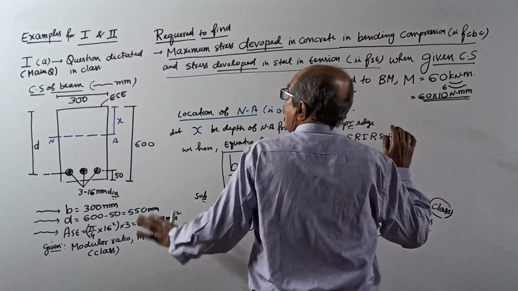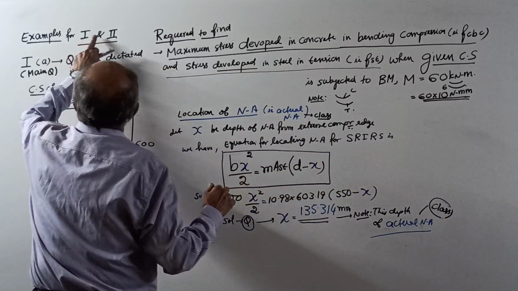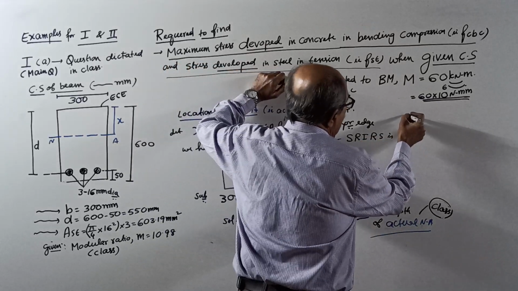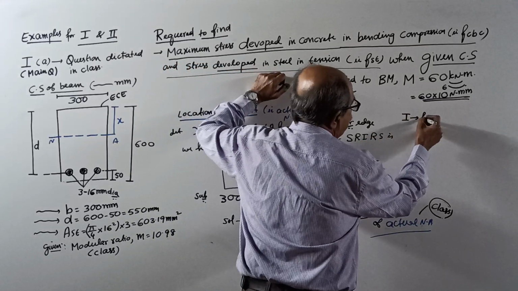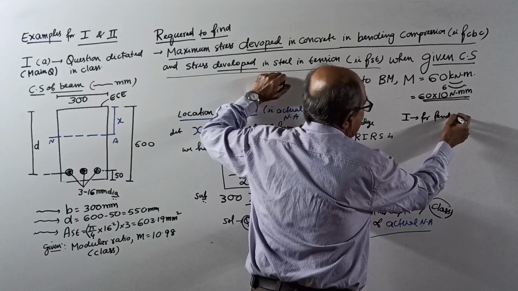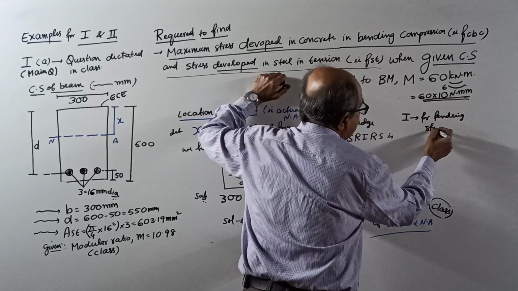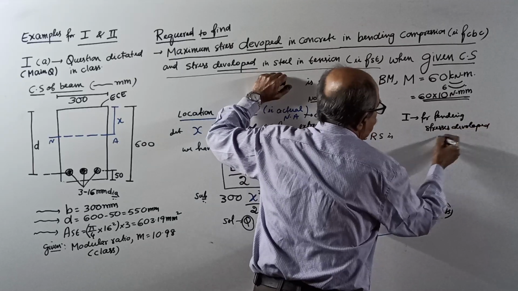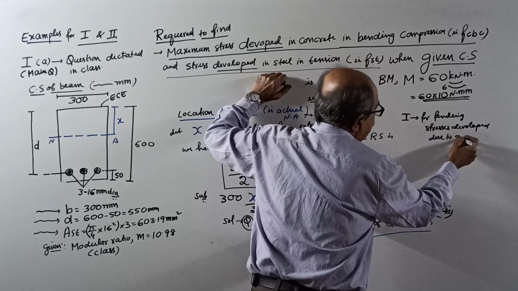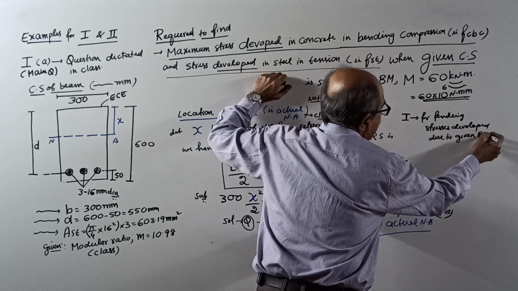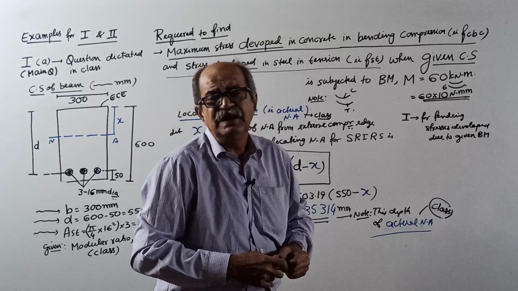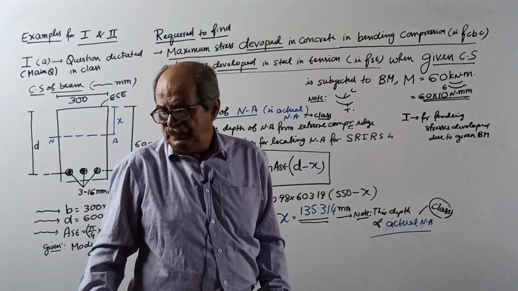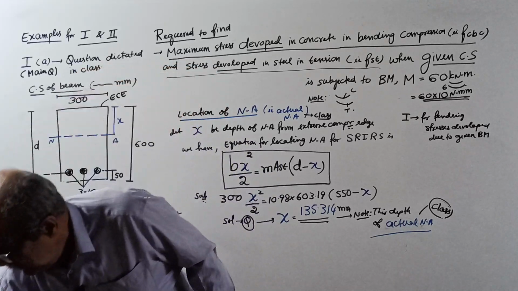Now, examples for Roman 1 and Roman 2. First, make a note somewhere outside. Roman 1 is for finding stresses developed due to given BM. This I told in the last class. Still, to understand Roman 1, so many questions are there, randomly. See, I will show you.